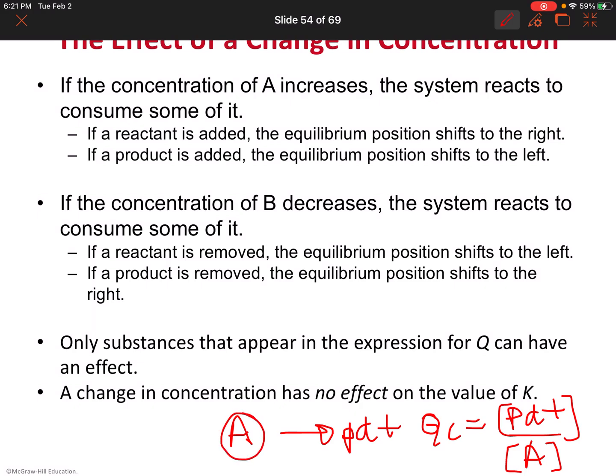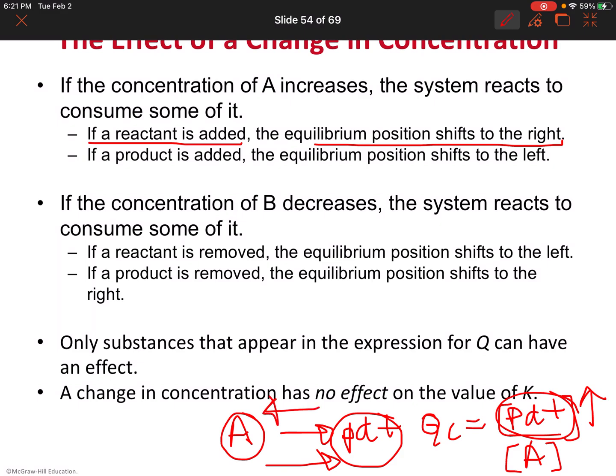Now if you increase A, the concentration of A is going to increase. So to make it back to equilibrium, the reaction will proceed to making more of the product, so then the A will be consumed. The equilibrium position shifts to the right. If a reactant is added, the equilibrium position shifts to the right. Now similarly, if you add a product, this part increases, so you want to decrease it by making more reactants, going from product to reactants. So we say the equilibrium position shifts to the left.